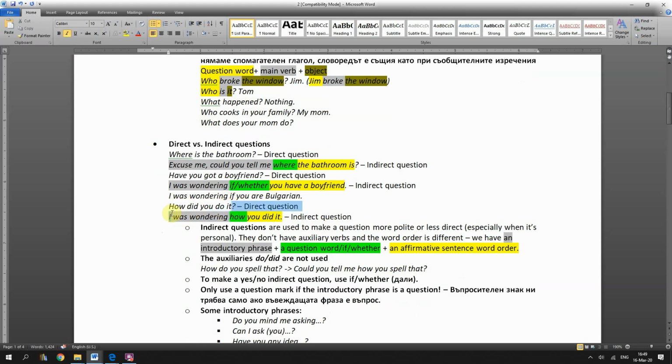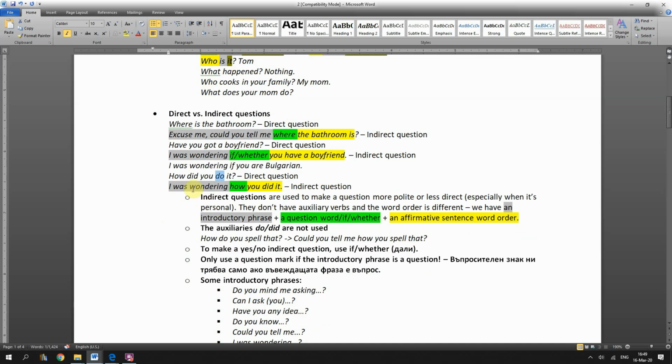With WH questions where we've got an auxiliary, we lose it. How did you do it? I was wondering how you did it. We lose the auxiliary and the main verb is in the past in this case because this is the past tense. So, what we need as elements is an introductory phrase, then you can have a question word or if whether and an affirmative sentence word order.